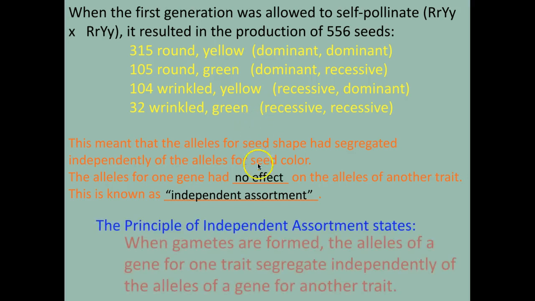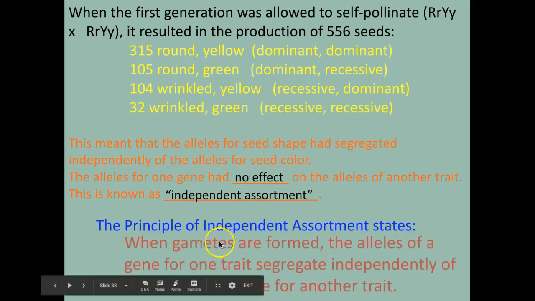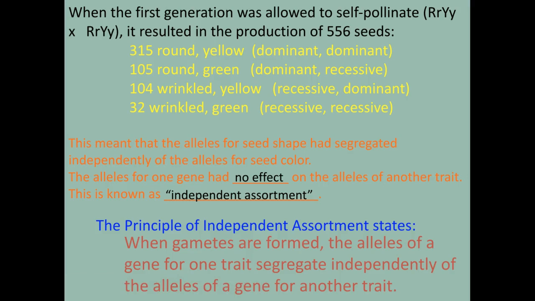So this brings us to the principle of independent assortment, which Gregor Mendel coined, and it states that when gametes are formed, the alleles of a gene for one trait segregate or separate independently of the alleles of another trait. So in this case, seed shape, for instance, round or wrinkled, didn't affect seed color, yellow or green.